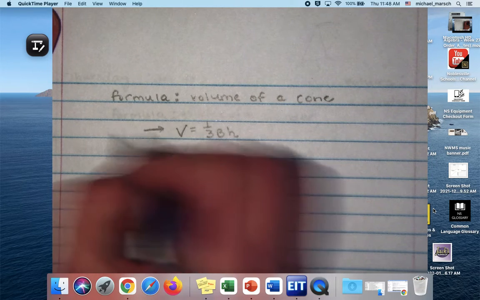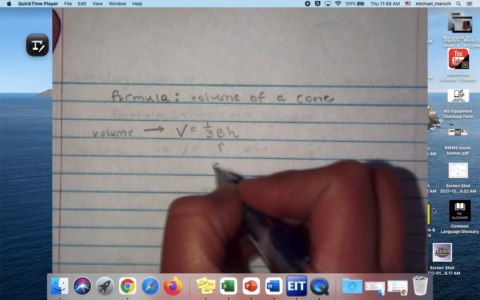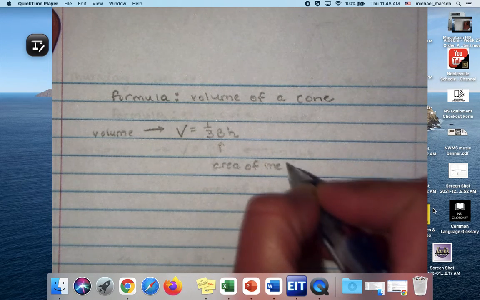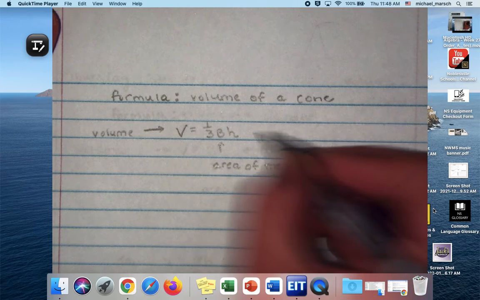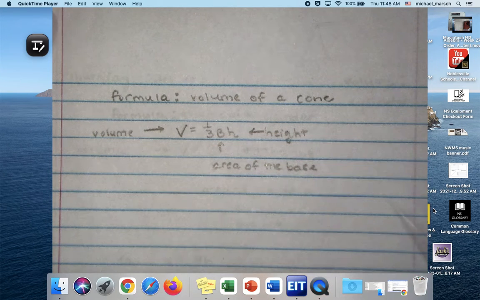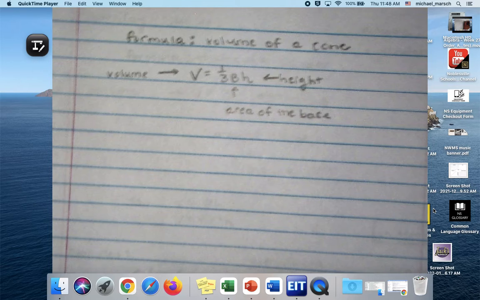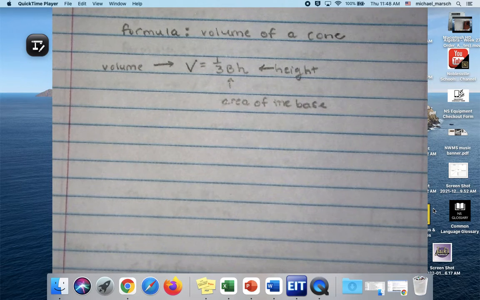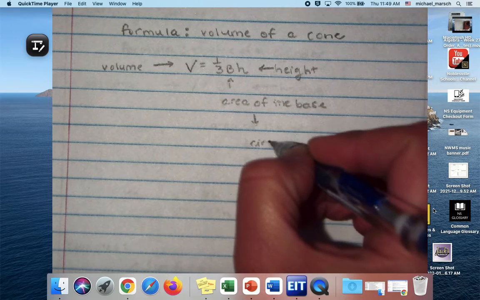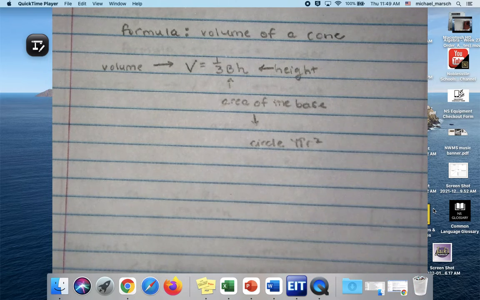Okay, so let's look at this. We've got volume. We've got area of the base. And we have height again. Because we're talking about a cone, our base is still a circle. So that's going to be the pi r squared again.